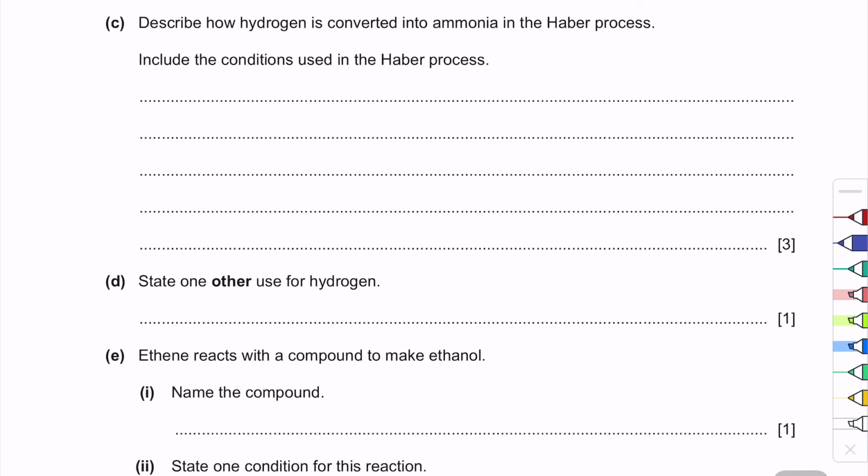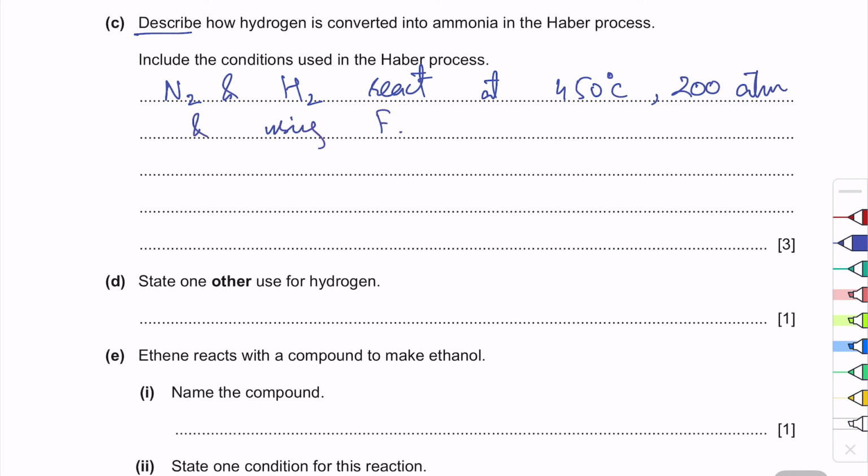Describe how hydrogen is converted into ammonia in the Haber process. Include the condition. So सबसे पहले तो हमें describe करना है ना, तो हम उसकी equation लिखने की बजाय बात sentence की फॉर्म में कर देंगे. So we'll say that nitrogen and hydrogen react at 450 degrees Celsius, 200 atm pressure, and using iron catalyst. सारी बात होगी, डिस्क्राइब करना था ना, कर दिया बस.